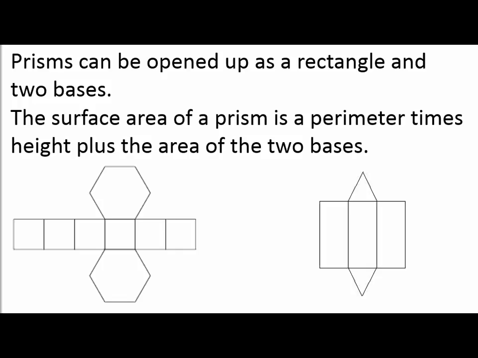The surface area is going to be perimeter times height, which is the rectangle in the center. Perimeter times height gives me the area of the rectangle, plus the two bases. I didn't write which formula for the base because it could vary. The base could be a triangle, a rectangle, or an octagon, whatever shape it is. So it's a big rectangle and two bases. Once again, for the rectangle, it's the perimeter of the end face times the height.